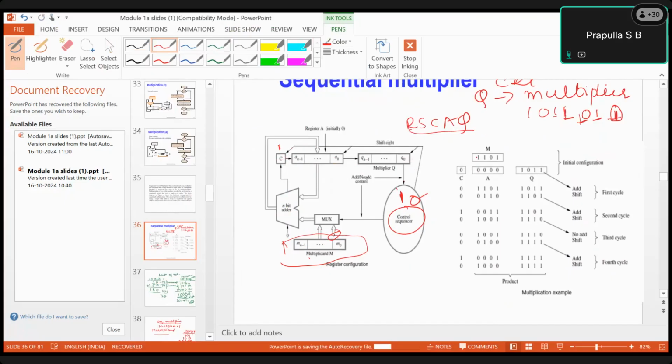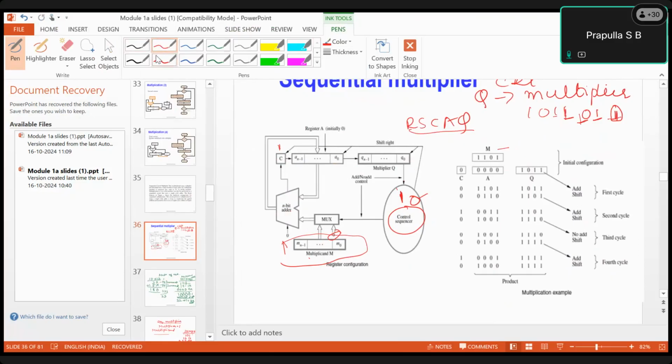And every time, this multiplier is your Q register, and 1 bit will be moved towards the right. So with one example, we will see how this sequential multiplier works. Here an example is taken: 1101 into 1011, that is, your multiplicand is 13 and multiplier is 11. We'll just see how to perform this operation.